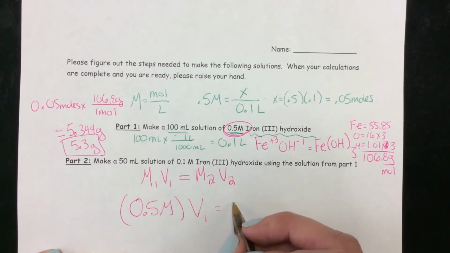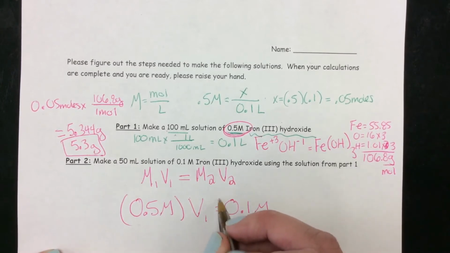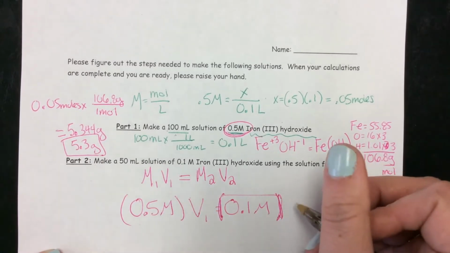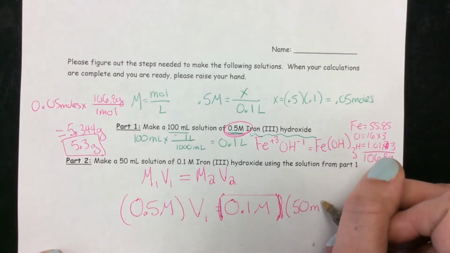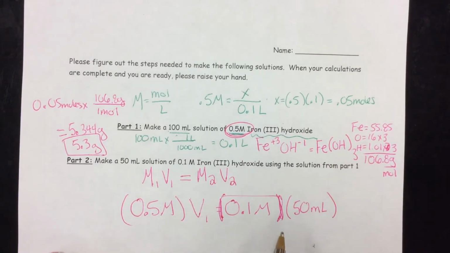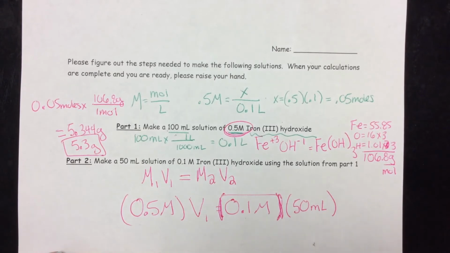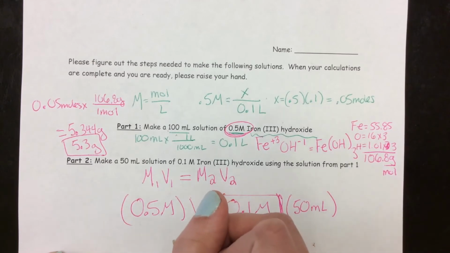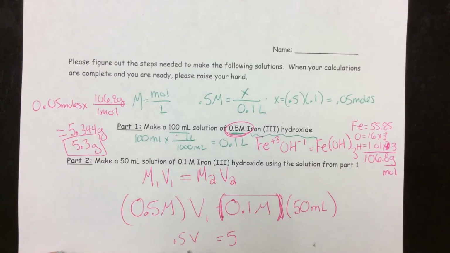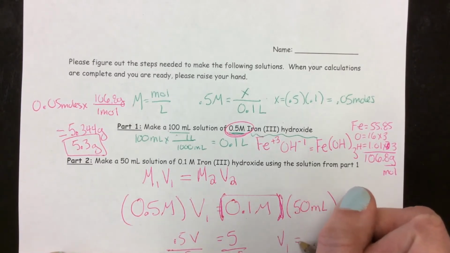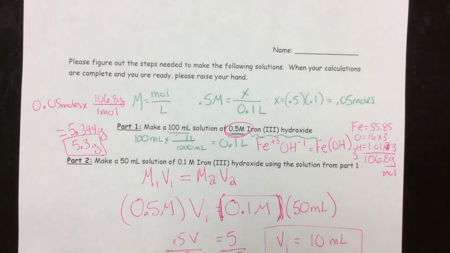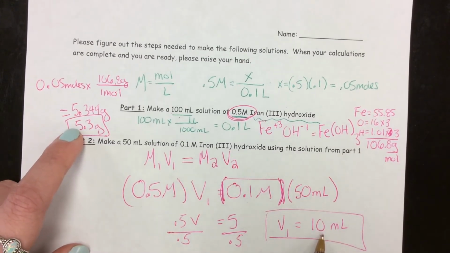My M2 is whatever the new molarity I want to make is, so in this case 0.1. Sorry, I meant to do parentheses there. And then how much total volume I want, which is 50 milliliters. So now I want to multiply. 0.1 times 50, that gets me 5. And then this is going to be 0.5 V. So I'm going to divide both sides by 0.5. And I'll get that the volume of the first solution I need is 10 milliliters. So these are 2 important numbers that we're going to need when we actually go ahead and make our solution.